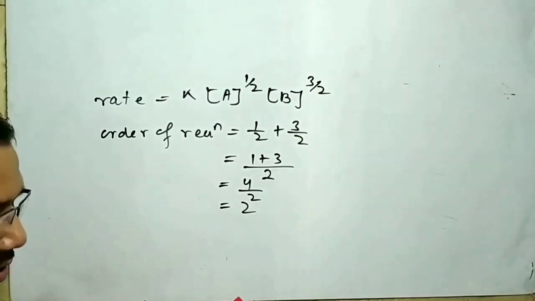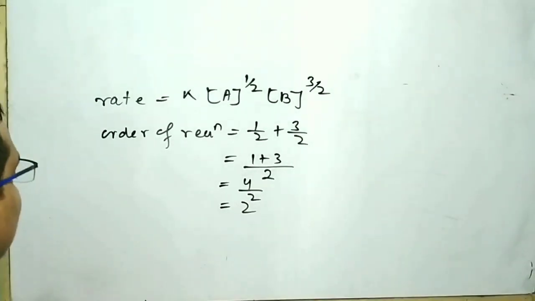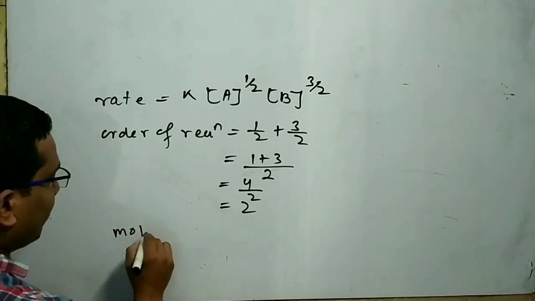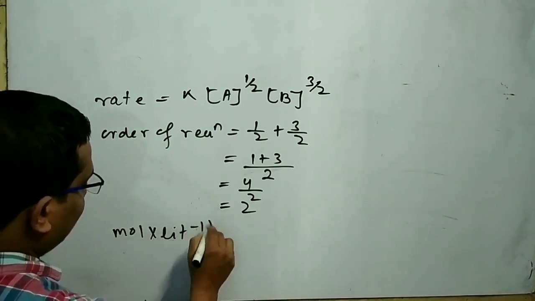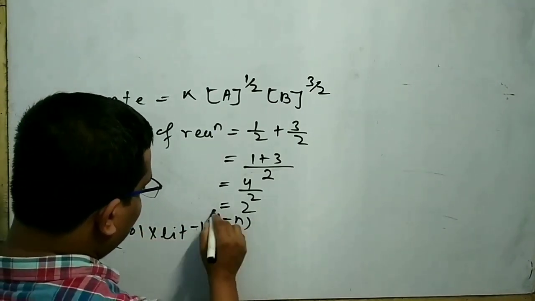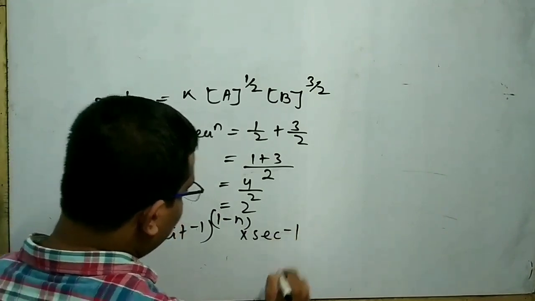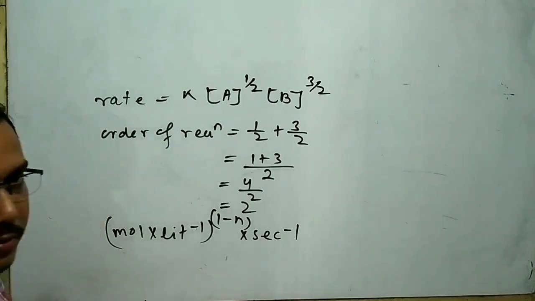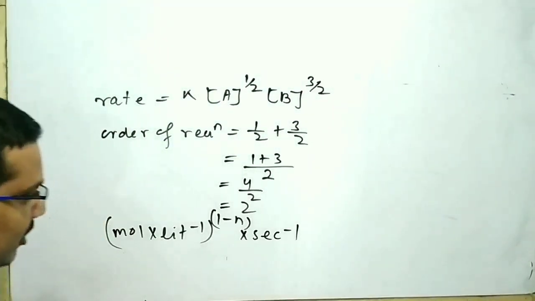Next question is: what is the unit of rate constant for first order reaction? For calculation of the unit, we can apply the general formula mole into liter inverse power 1 minus n into second inverse. Here n is equal to 1 because I want to calculate the unit of rate constant for first order reaction.